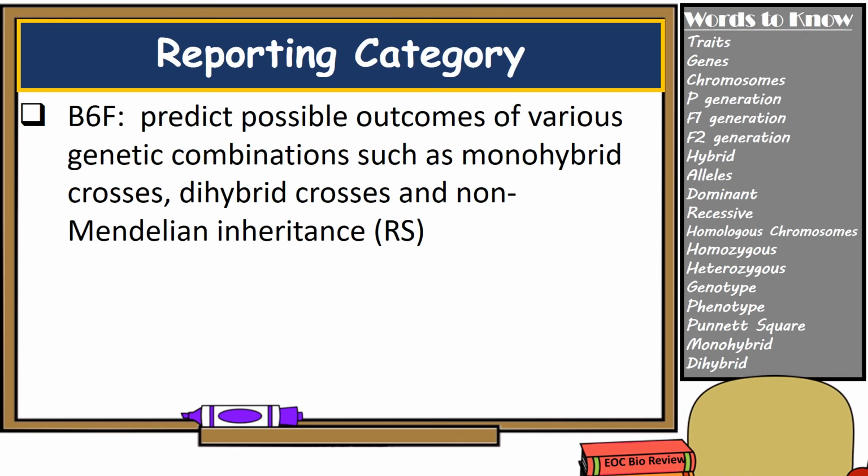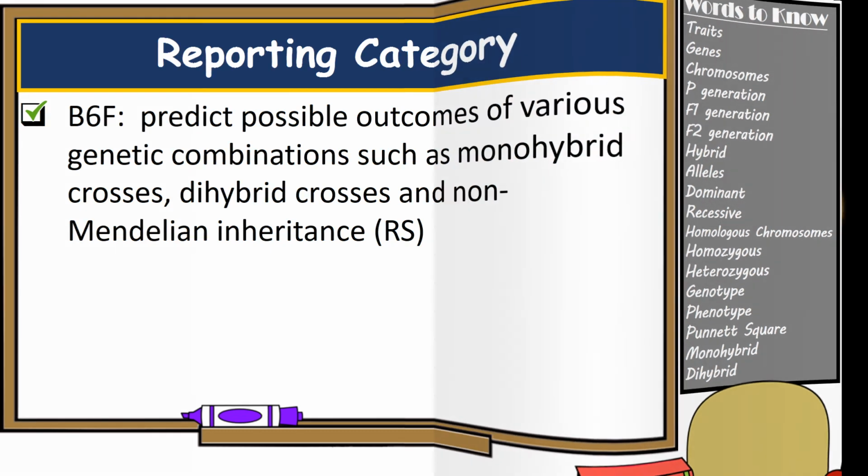Okay, now that we've gone over the 3 laws of inheritance in this Genetics Part 1 video, you should be familiar with the following assessment standard from Reporting Category 2.